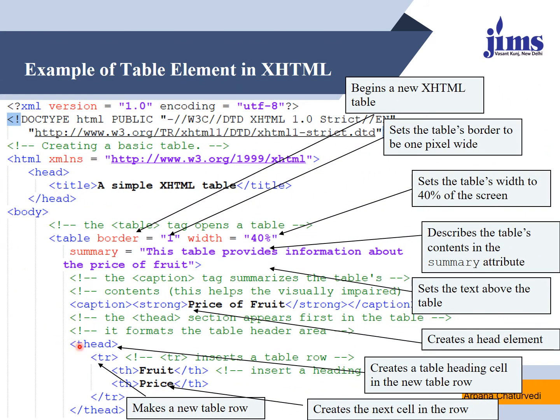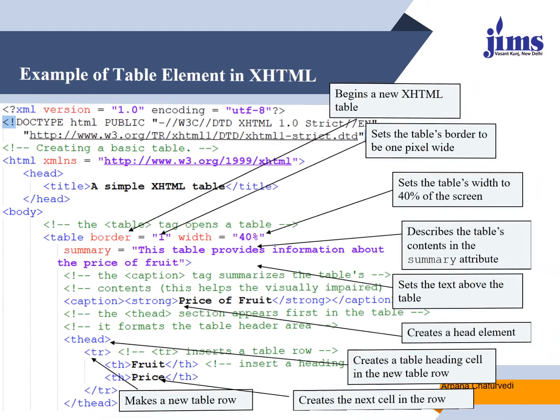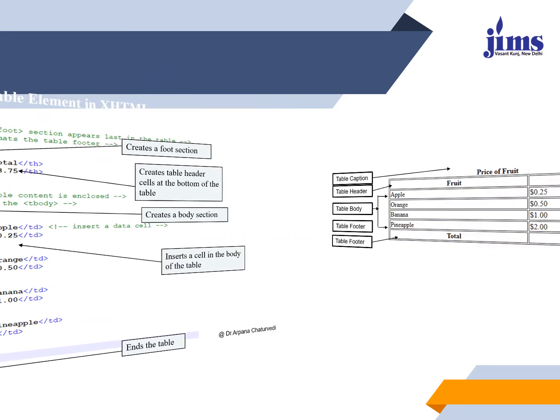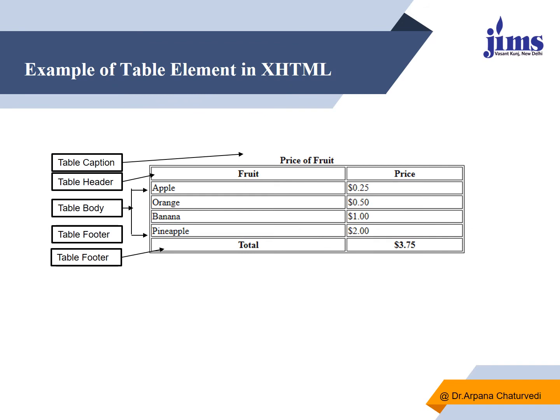Within header, this header is closed over here. Within the table, the table header contains one row with two columns. The table footer contains one row with two columns, and the table body contains 4 rows with 2 columns, and every section has a closing tag also. Close the table. This is the table caption, this is the table header, this is the table footer, and these are the rows of the table body.